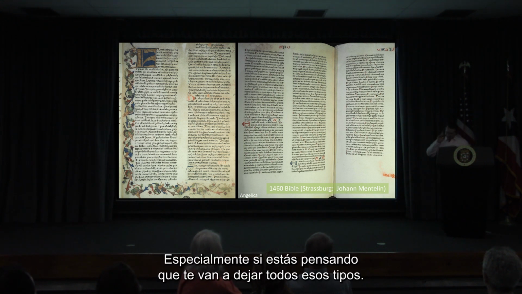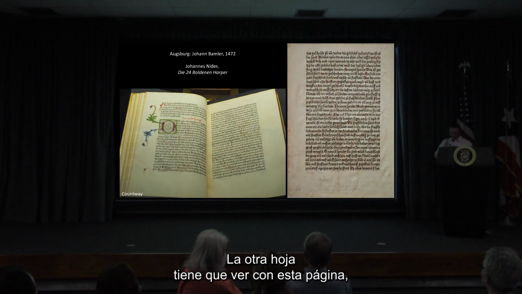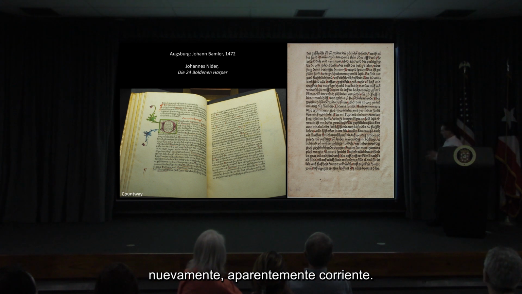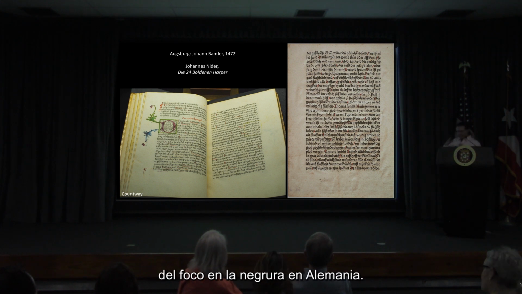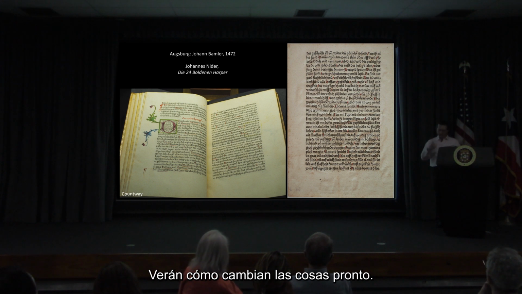Especially if you're thinking he's going to hand me all those types. The other leaf has to do with, again, a similarly unremarkable page here. A good example of this focus on the blackness in Germany. You'll see how things will change soon enough.